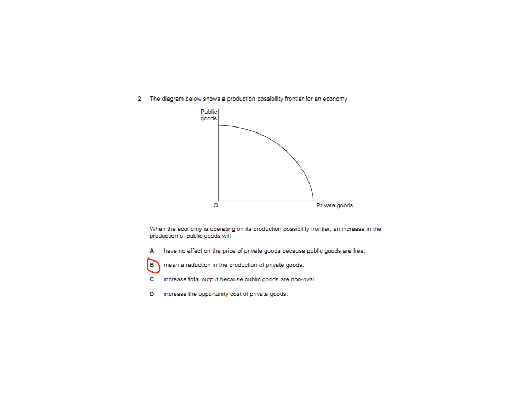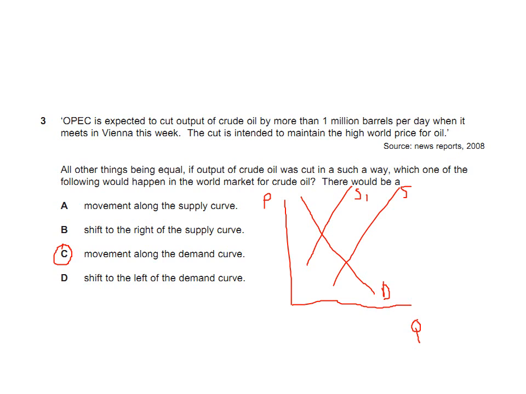Question 2. Diagram below shows production possibility frontier for an economy with public goods and private goods on the axis. So the economy is operating on its production possibility frontier. An increase in production of public goods will, and then because you're on the curve, basically it means that increase in production of one good must mean a decrease in production of the other. It's the opportunity cost scenario. Quite clearly B is the right answer in this particular case.